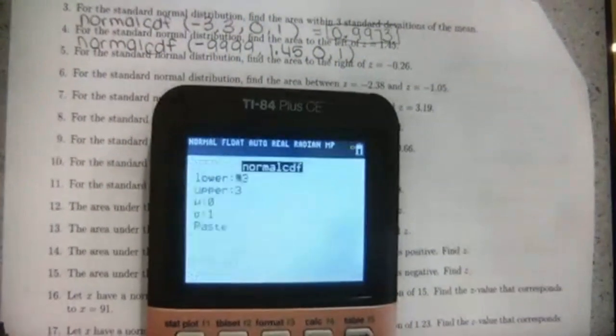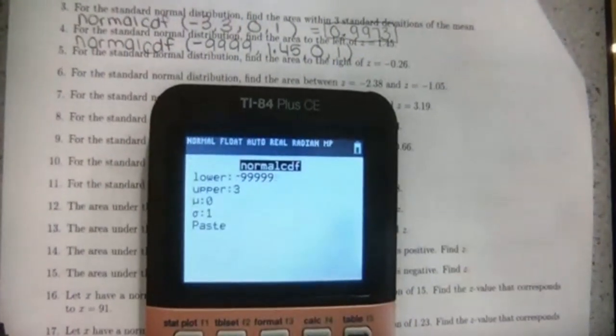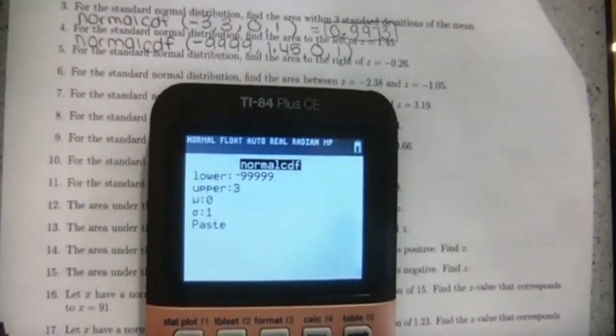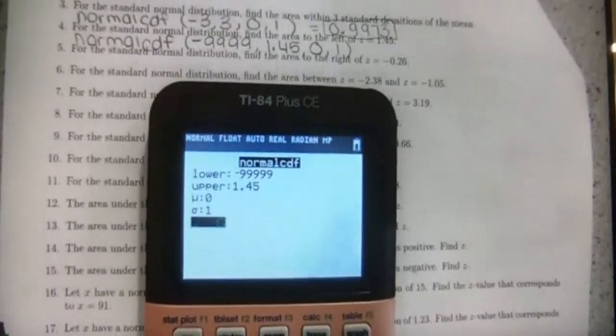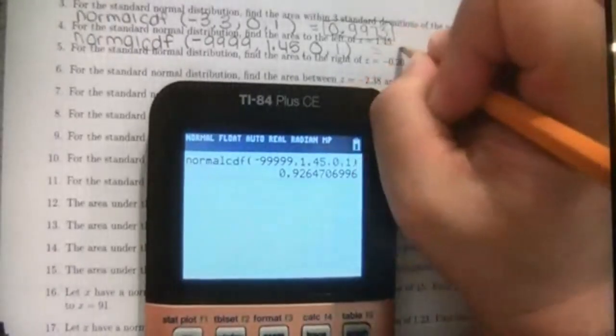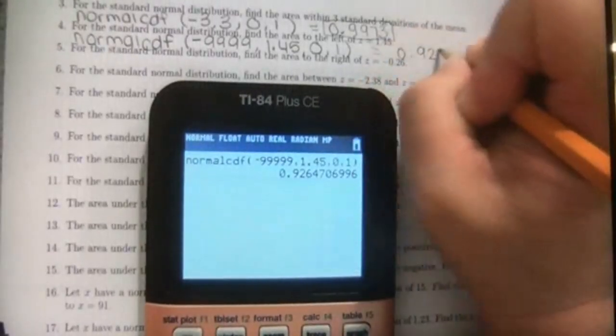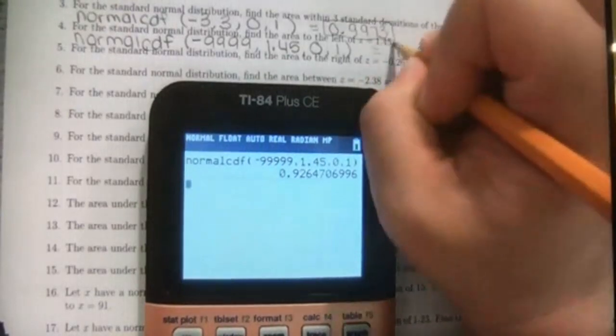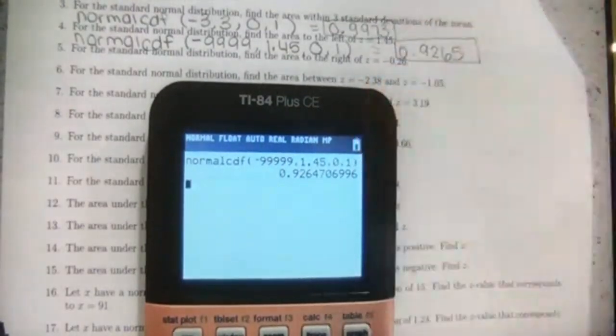Second vars, normal CDF. Our lower limit's -infinity, so -99999. Our upper limit's 1.45. Our mean is still 0 and our standard deviation is still 1. And we get 0.92647, which will round up to 0.9265.